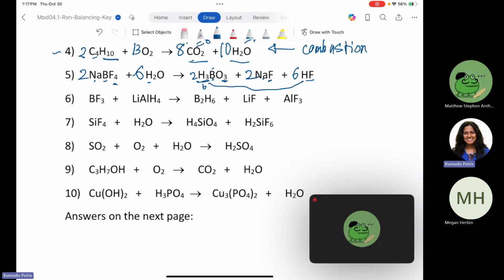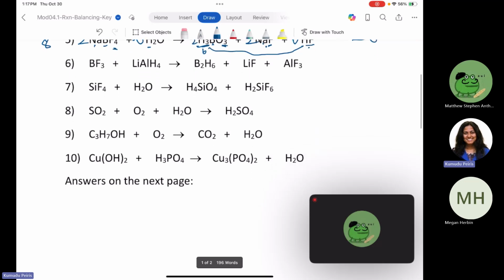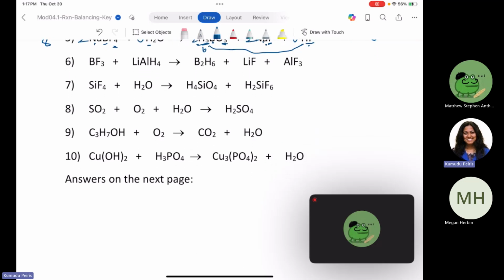2 sodium, 2 sodium. So how many fluorines in the reactant side? 2 by 4, 8. And how about the fluorines in the product side? Yes, 2 and 6, 8. Good. Is it balanced? Yeah, seems like it is balanced. Any questions? Okay, I'll move to the next one.